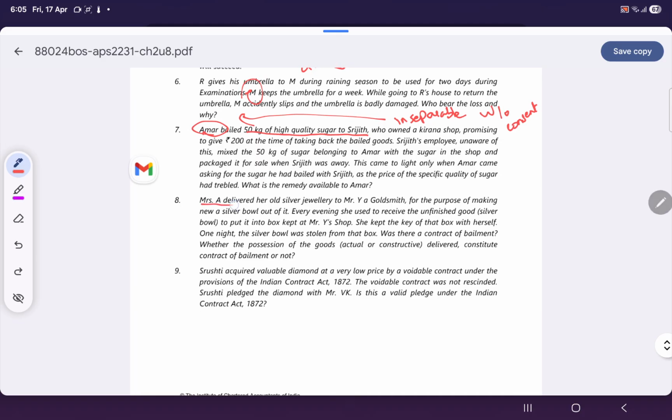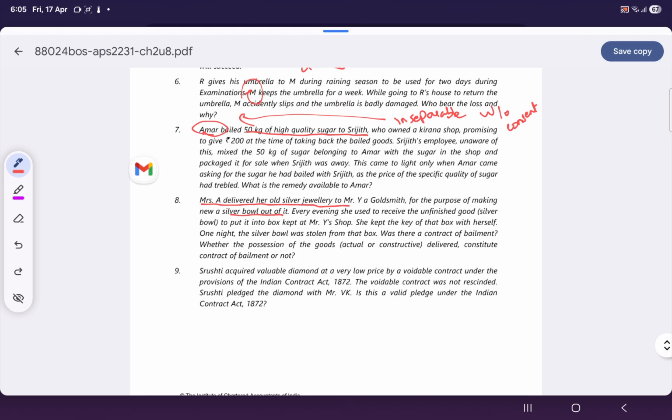Mrs. A delivered her old jewelry to Mr. Y, a goldsmith, for the purpose of making a new silver ball out of it. Every evening she used to receive the unfinished silver ball and put it into the box kept at Mr. Y's shop. She kept the key of that box with herself. One night the silver ball was stolen from that box. Was there a contract of bailment?